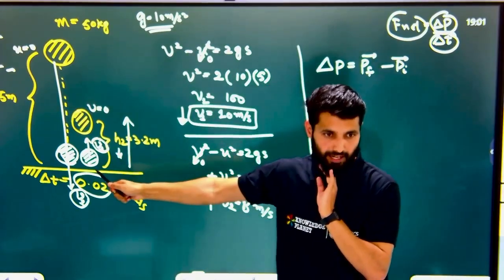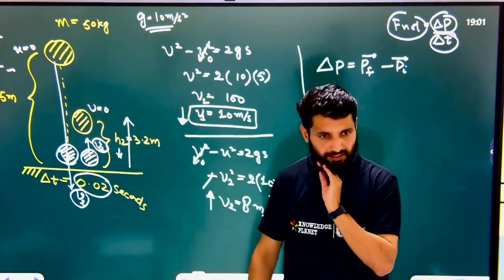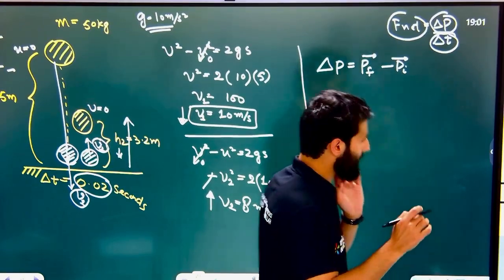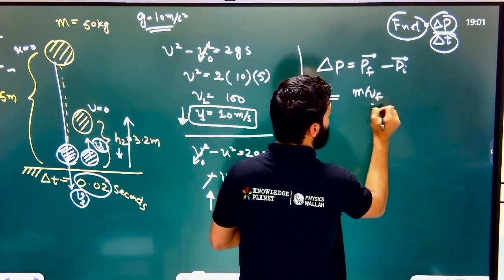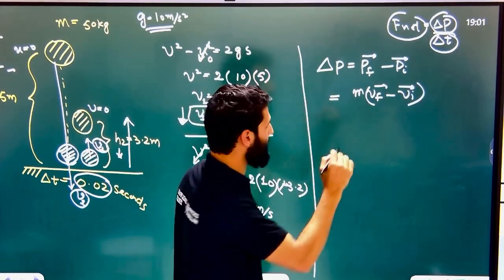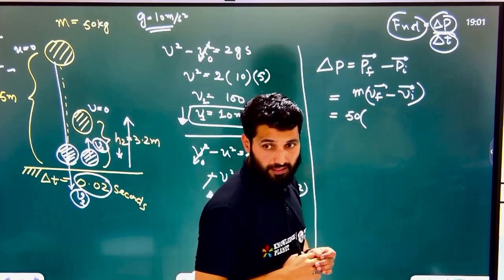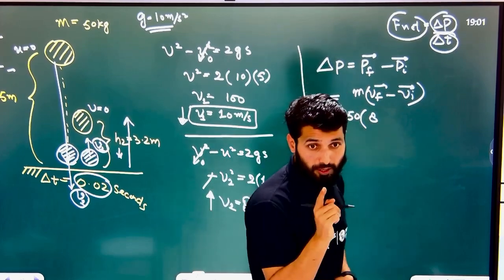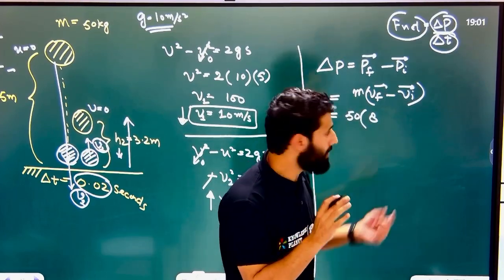Finally, what is the mass? 50. What is the velocity? 8. Can I write m times v final minus v initial? Mass is constant, so mass is 50. v final is 8. Velocity is a vector quantity and mass is scalar, so no need for direction for mass. But here we need direction for velocity.